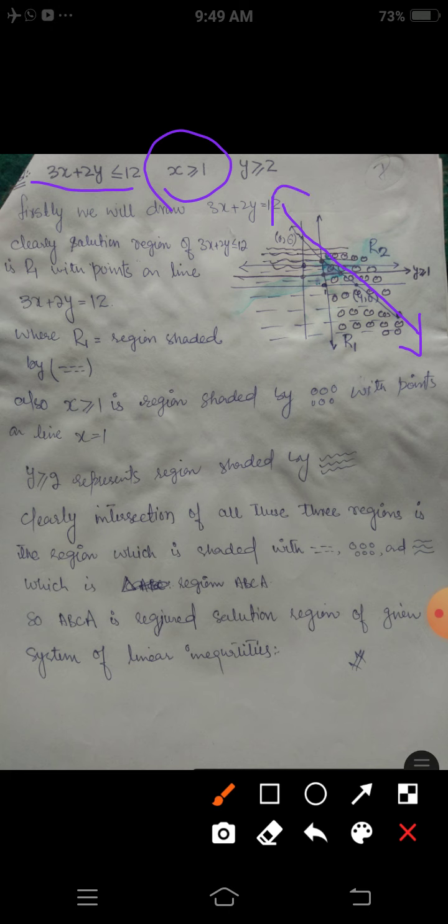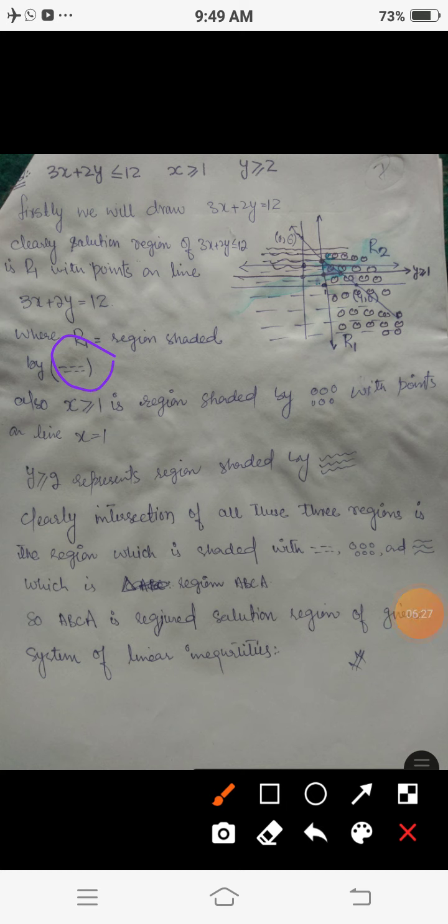Now clearly the solution region, or the region represented by 3x plus 2y less than or equal to 12, means the point is on this line and from this portion of this plane. So this is the solution region which is represented by R1, the region shaded by these dots.